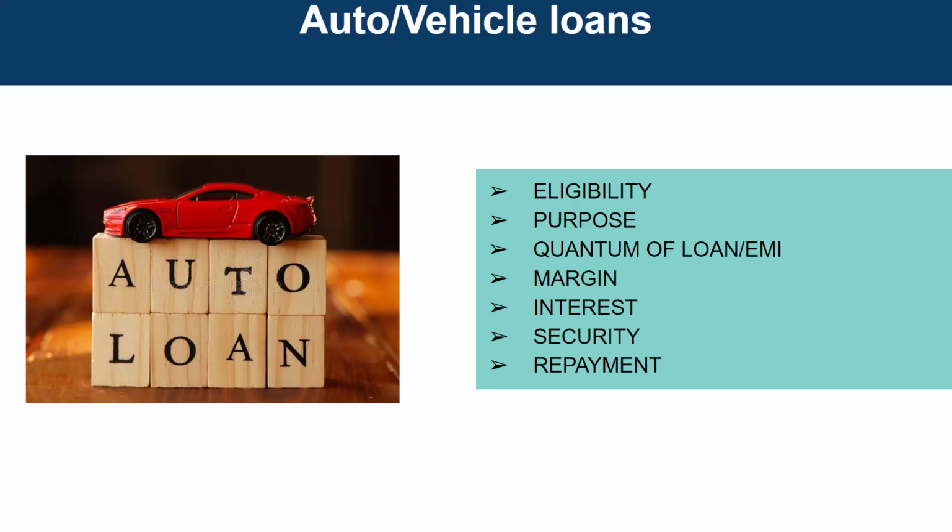Third party guarantees are taken in case of NRI loans. And repayment period: for four-wheelers it is a maximum of 7 years, and for two-wheelers the maximum will be 5 to 6 years. So this is about the vehicle loans.